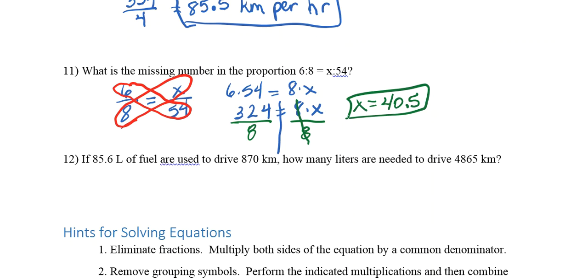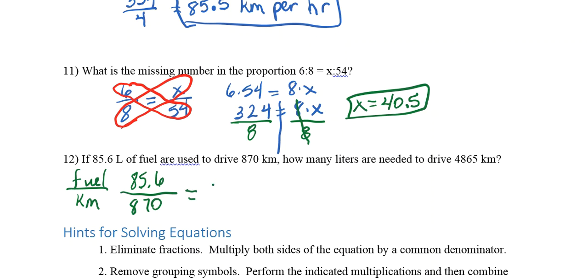If 85.6 liters of fuel are used to drive 870 kilometers, how many liters would we need to drive 4,865 kilometers? So we can solve these types of problems using a proportion. So what I'm going to do is put the fuel on top, 85.6, and the kilometers in the denominator. So I'm doing fuel over kilometers.